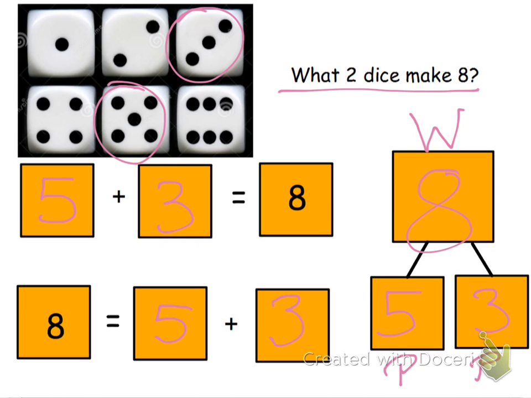Now remember, we can do that switcheroo, and we can switch it and let the 3 be first. So 3 plus 5 equals 8, and 8 equals 3 plus 5. It doesn't matter which one we do.